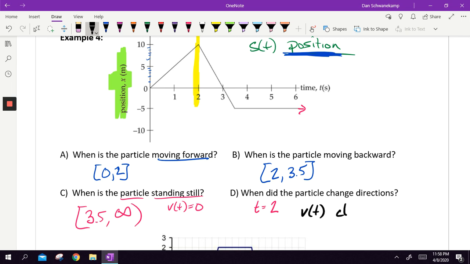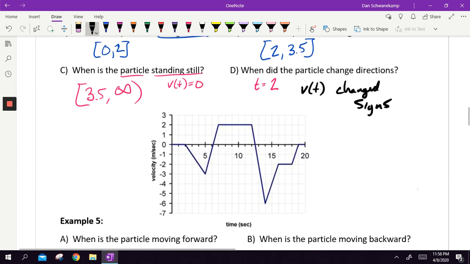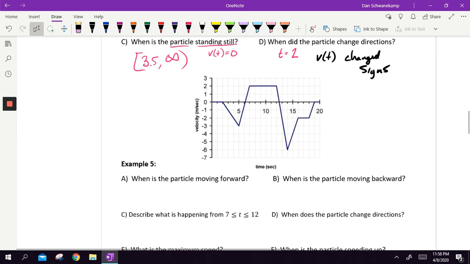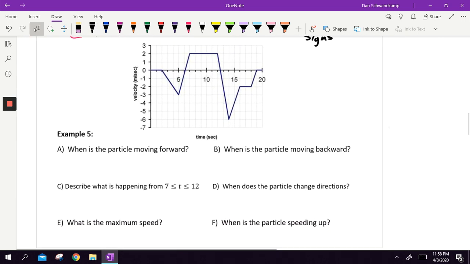V of t changed signs. The position changed from positive slope to negative slope. So if position changed slope, that means velocity changed signs. Velocity went from positive to negative because velocity is the derivative. It's the slope of position. Hopefully that makes sense, and we should get a lot of practice at this by the time we get done, so hopefully it'll make more sense as we go.